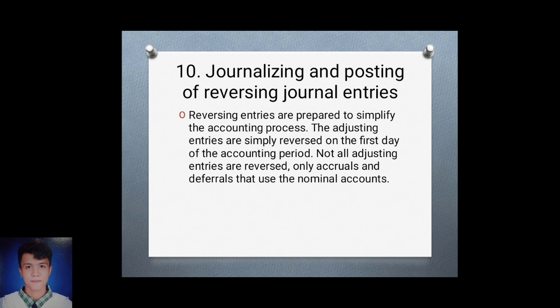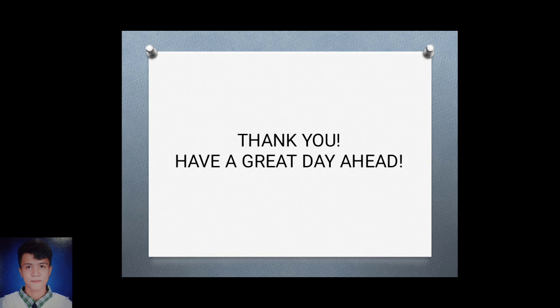Number 10, the last one, is the journalizing and posting of reversing journal entries. Reversing entries are prepared to simplify the accounting process. The adjusting entries are simply reversed on the first day of the accounting period. Not all adjusting entries are reversed, only accruals and deferrals that use the nominal accounts. And so that's it. That is the accounting cycle.